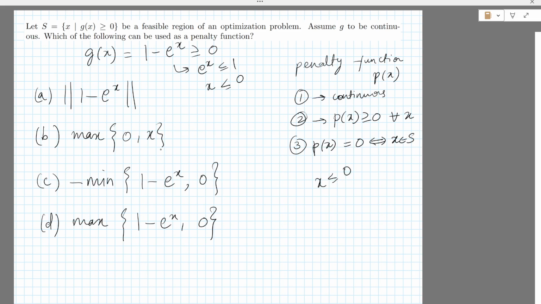Third one: if x is equal to 1, then the minimum of 1 minus e and 0 is 1 minus e, but taking the sign of that gives e minus 1. So C should also be okay, I guess. Fourth one is max of 1 minus e and 0. It is 0.